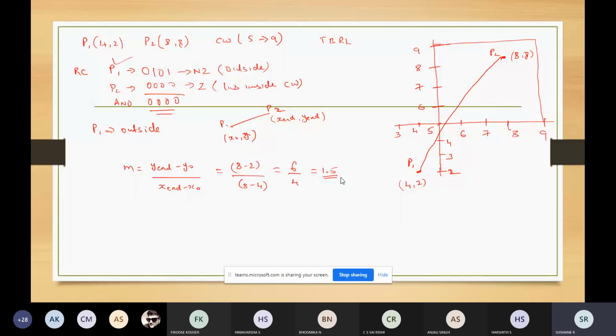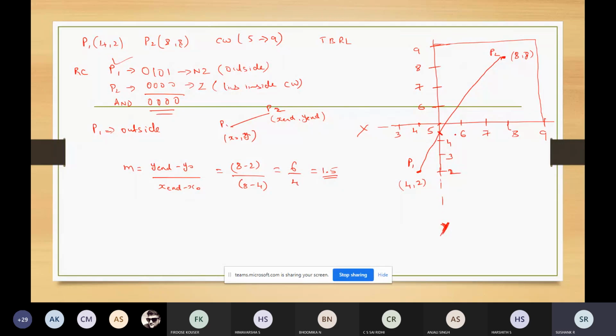Now this line is intersecting. This is my y-axis and this is my x-axis. Now I need to find out the cutoff value. Since this line is intersecting, it is cutting at the y-axis.